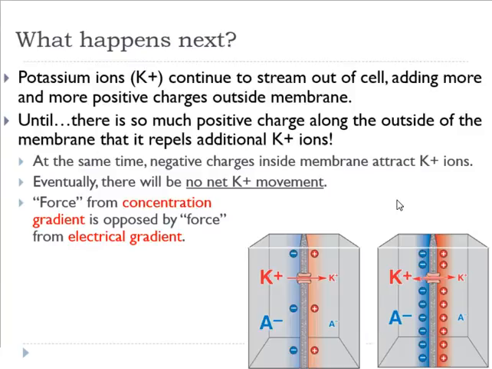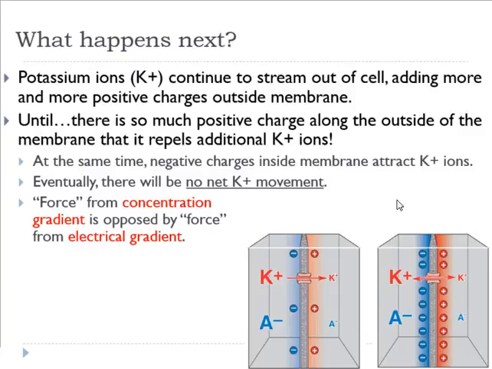Potassium ions will continue to stream out of the cell, adding more and more positive charges to this side of the membrane, until there is so much positive charge along the outside of the membrane that it starts to repel additional potassium ions, because they are positively charged, and it's positively charged out here.